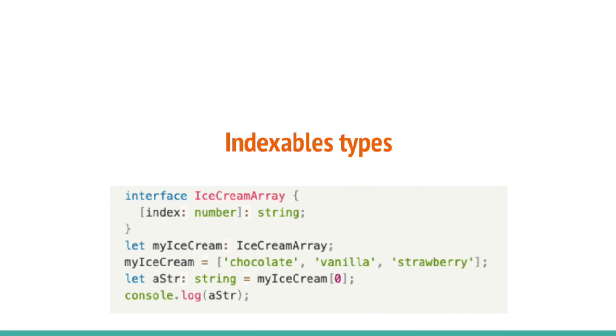These types have an index key, which allows us to describe an object along with the corresponding return type when indexing. For instance, we have an ice cream array interface that declares a key as a number and returns a string type. So like this, we can have a state of ice cream indexed with a number just like it was a common array.